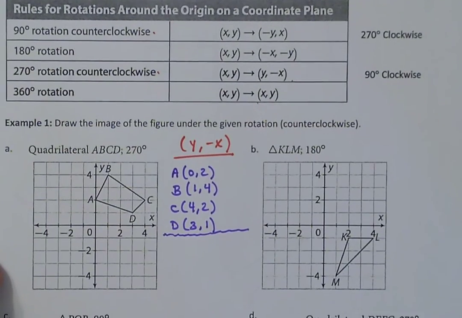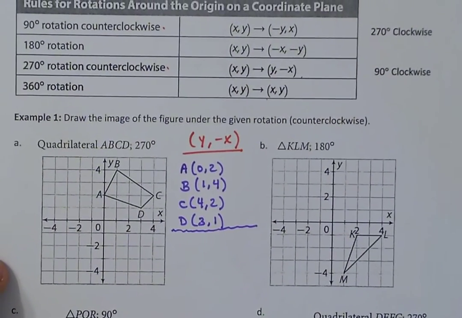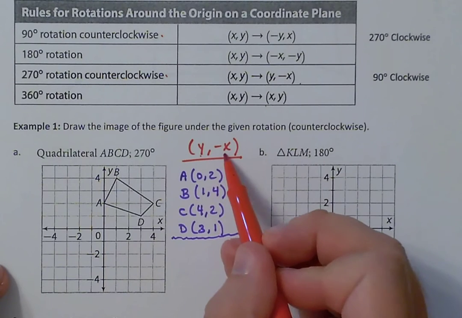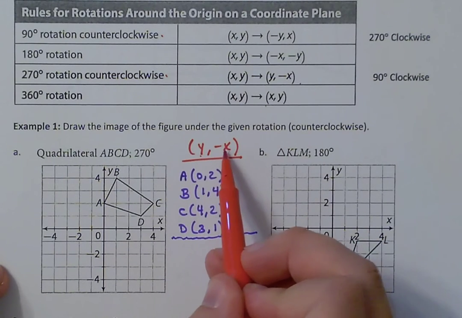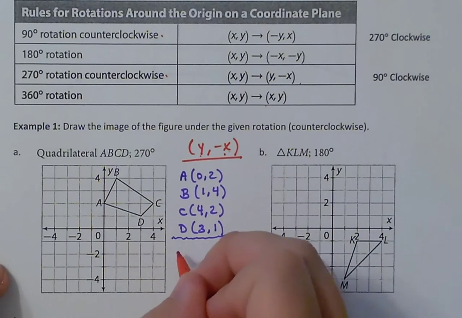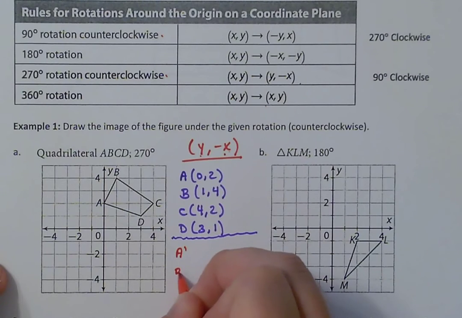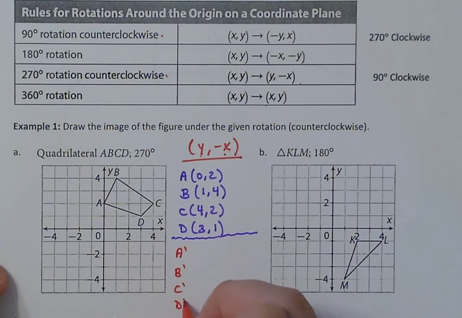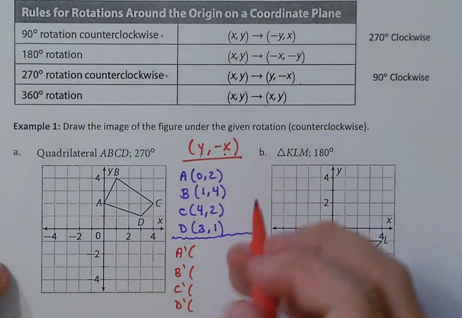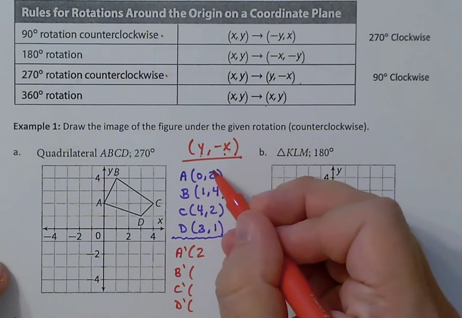Now we need to go through and rotate these based off of our rule. So let's do that now. Again, (y, -x) means we're going to flip x and y, and off of our old x we're going to change the sign, for our new y. So we're going to have A prime, B prime, C prime, and D prime, and we're going to go through and rotate. So we're going to flip x and y. So my y is now x. I'm going to change those for all the points.